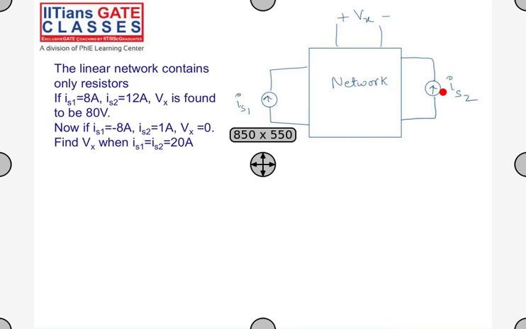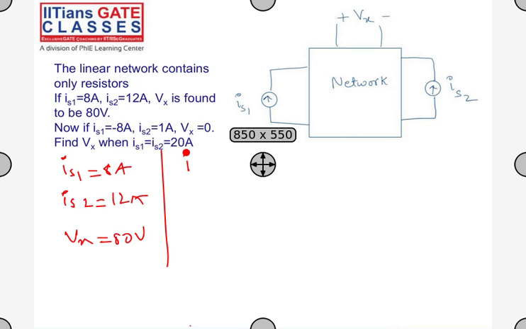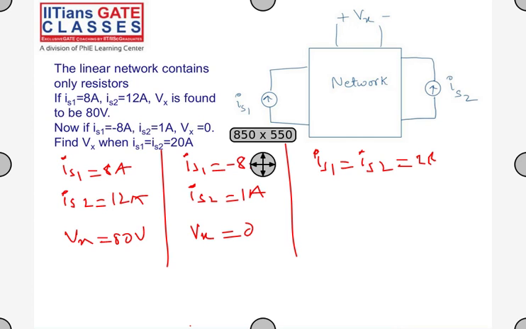Any answers? Okay, I'm doing this. Again, I have multiple sources, so first of all I have to apply the superposition theorem, and then the homogeneity principle. If IS1 is equal to 8 amperes and IS2 is equal to 12 amperes, Vx is equal to 80 volts. Similarly, IS1 is equal to minus 8 amperes, IS2 is equal to 1 ampere, Vx is equal to 0. And find Vx when IS1 is equal to IS2 is equal to 20 amperes. This is the question.